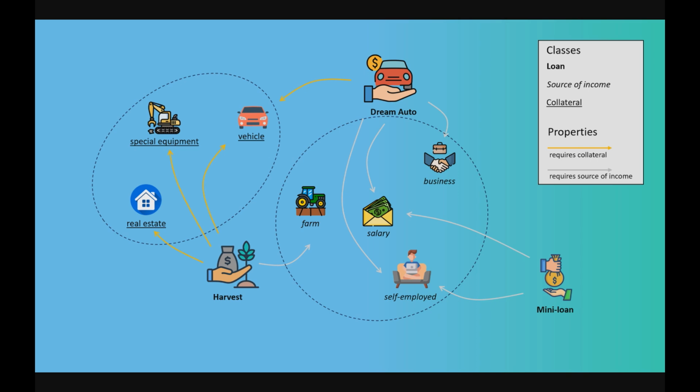In our example, loan, collateral, and income source are object types. Collateral and income source requirements for loans are properties. Specific loan products, collateral, and income sources are objects. This graph representation of knowledge contains complete and accurate facts about our bank's loan products.